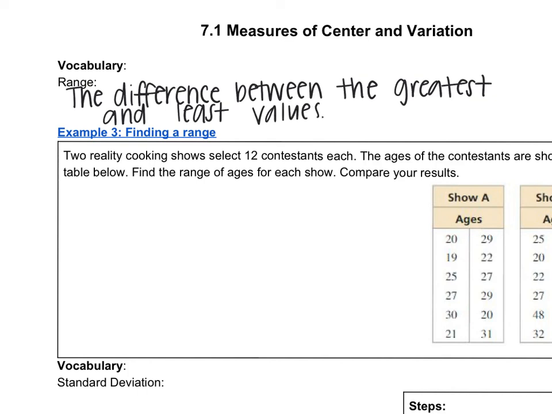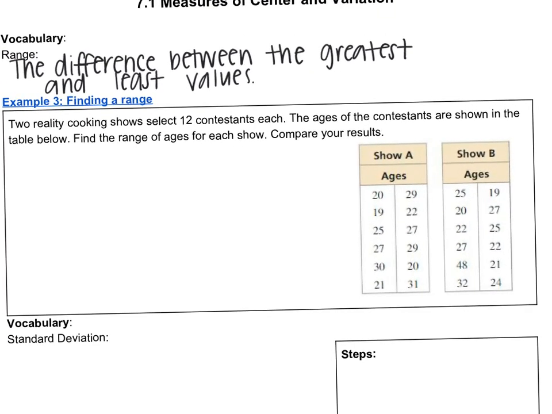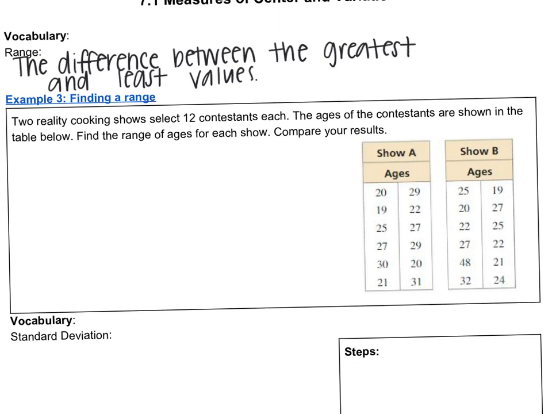In example 3, it says finding a range. We're given some data here. So let's take a look at what data we have. It says 2 reality cooking shows, select 12 contestants each. The ages of the contestants are shown in the table below. And then it says find the range of the ages for each show, then compare your results. So I have 2 shows. I'm finding the range for 2 things. Show A, I want to find the range, and show B, I want to find the range.